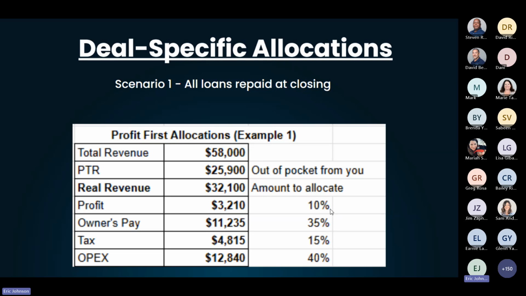So 10% of this real revenue gets transferred to the profit account. 35% of the real revenue gets transferred to the owner's pay account. 15% goes to the tax account. 40% goes to OPEX. And this is what that breakout looks like right here, okay?